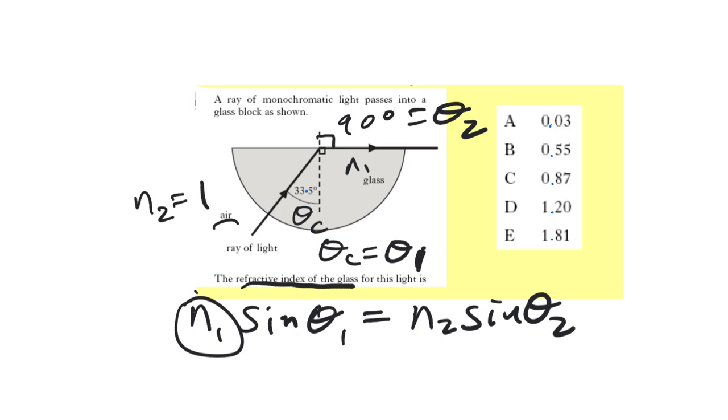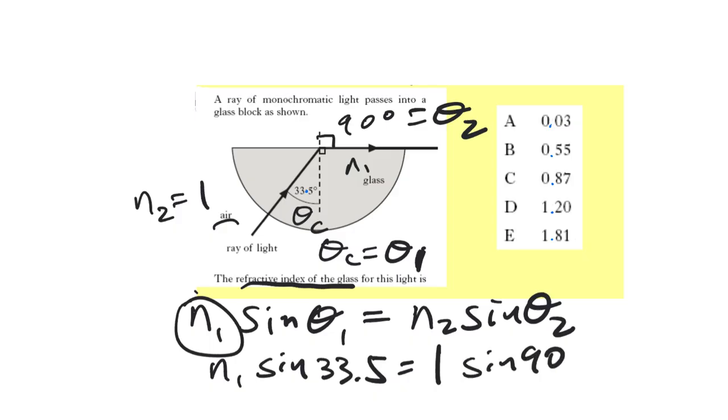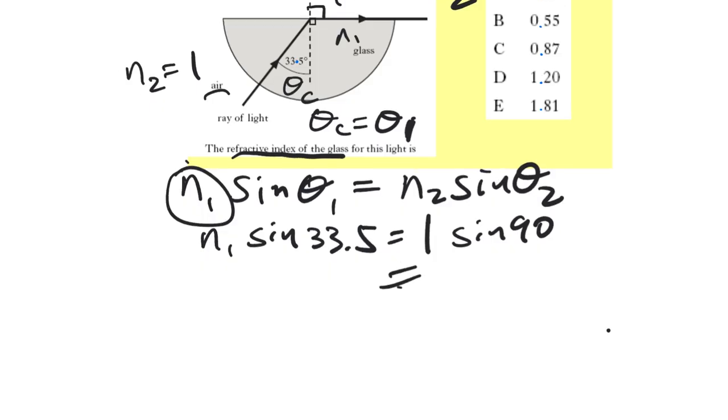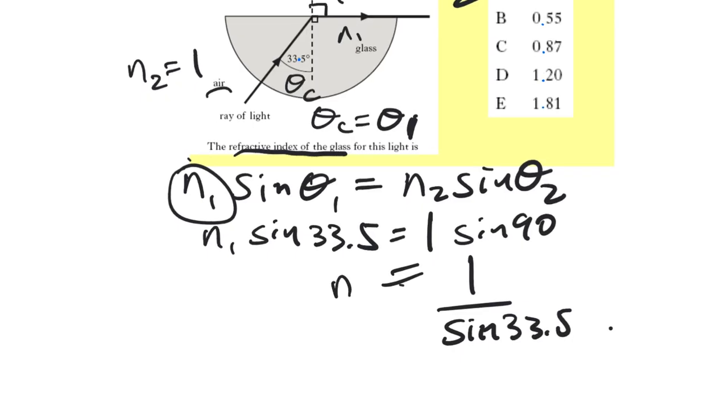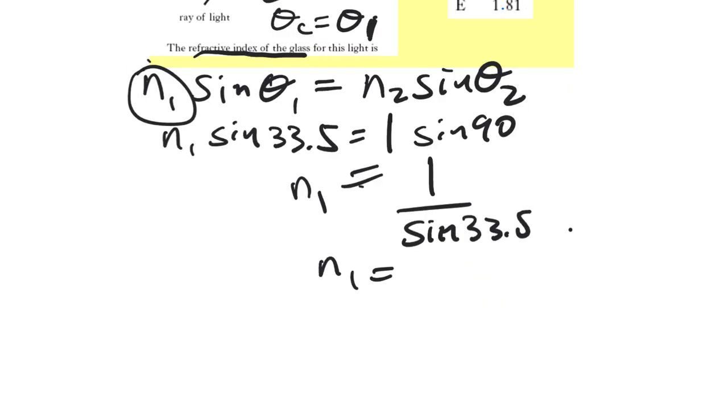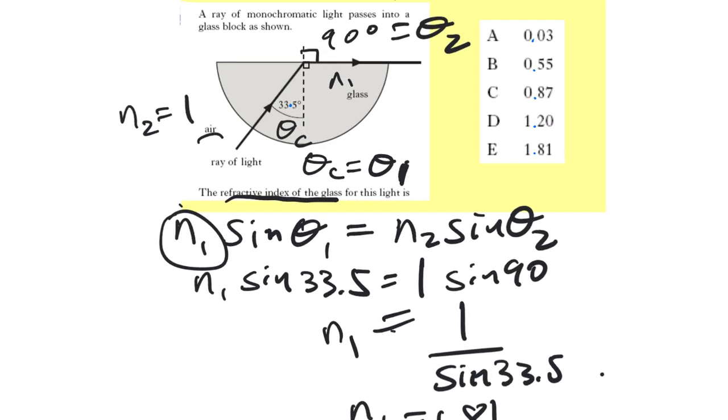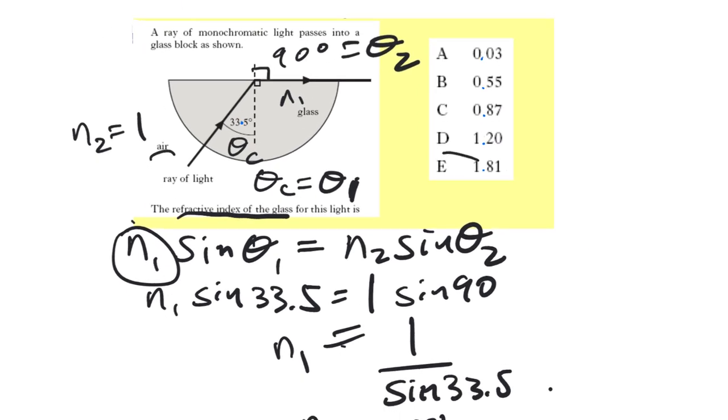Okay, so n1 times sine of 33.5 equals n2, 1 times sine of 90. So this all equals 1 on this side, divided by the sine of 33.5. And that will give me what my n1 is. And I get 1.81, which is that choice.